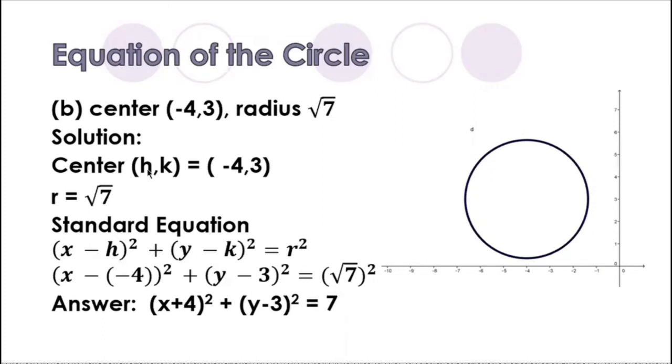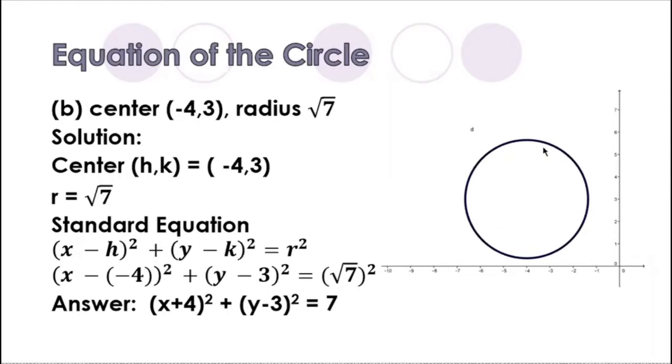So, using the standard equation, x minus h squared plus y minus k squared equals r squared. Then substitute the value of h and k. So, we have x minus negative 4 for h squared plus y minus 3 for k squared. Then r is square root of 7 squared. So, ang magiging equation ng ating circle with the center negative 4, 3 ay x plus 4 squared plus y minus 3 squared equals 7.